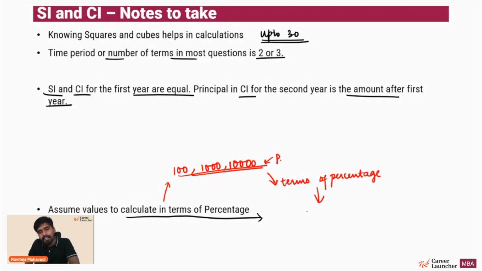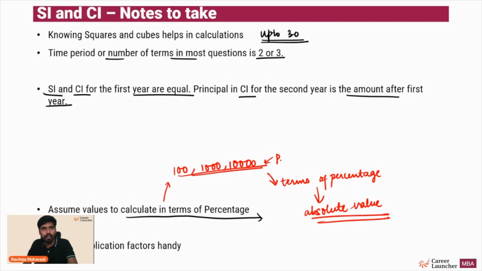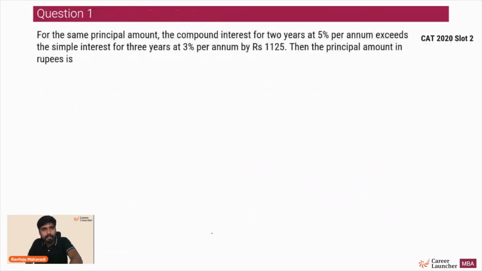And then let the absolute value come into the picture. The last step is comparing it with the absolute value. That is what we are going to see anyway. So having said all of these things, let's get started with solving some questions on SI and CI. The other thing is to keep multiplication factors handy, which I have already spoken about.